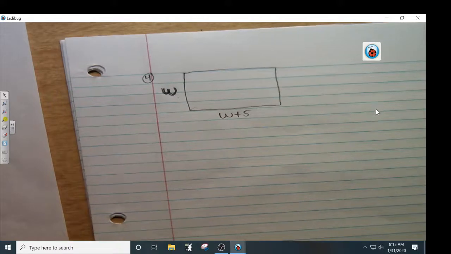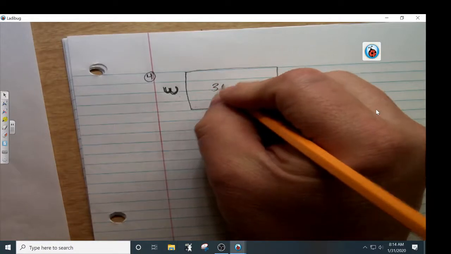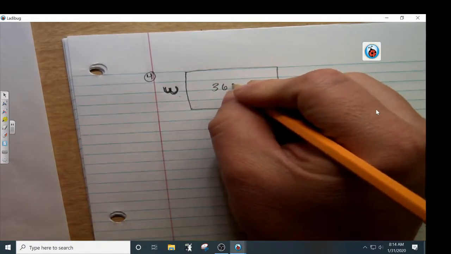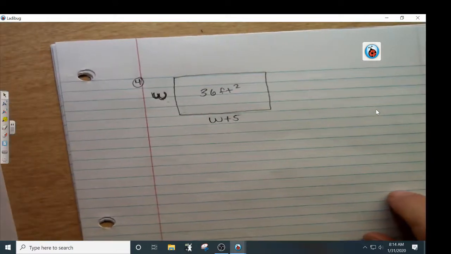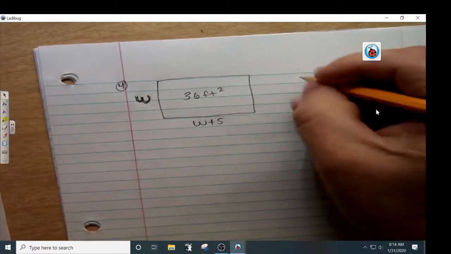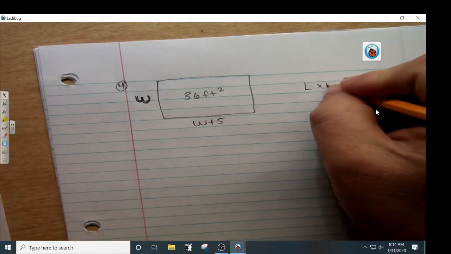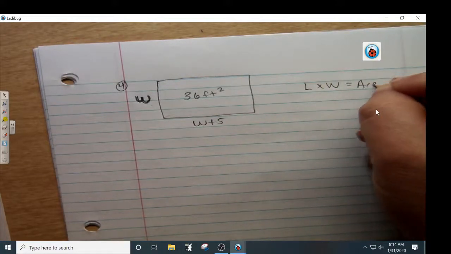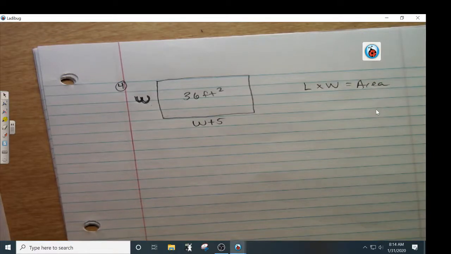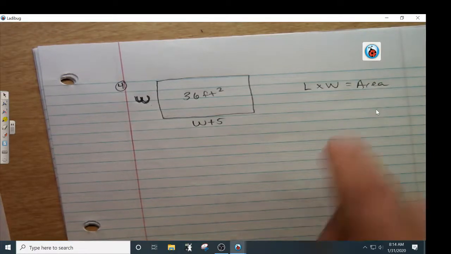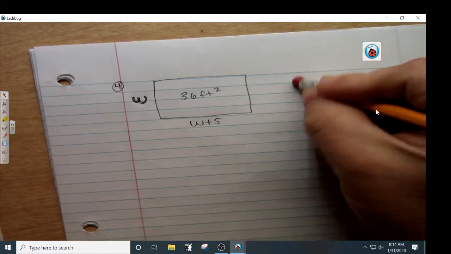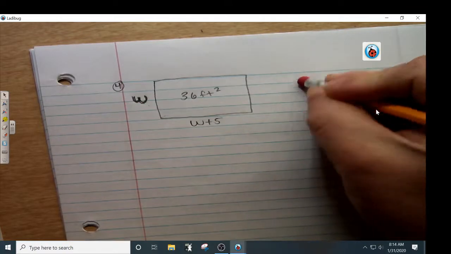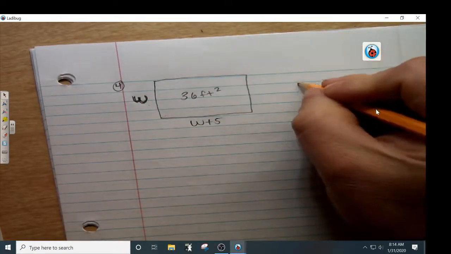Now, guys, it says the area is 36 square feet. Now let's go back to something really, really simple. Area is length times width. So now let's fill this in. Let me do this. You don't have to change yours. I'm gonna change mine because it makes it a little easier to distribute. So it's width times length.